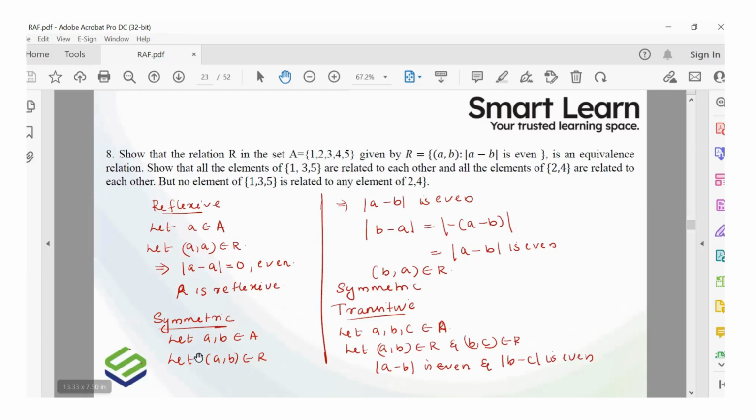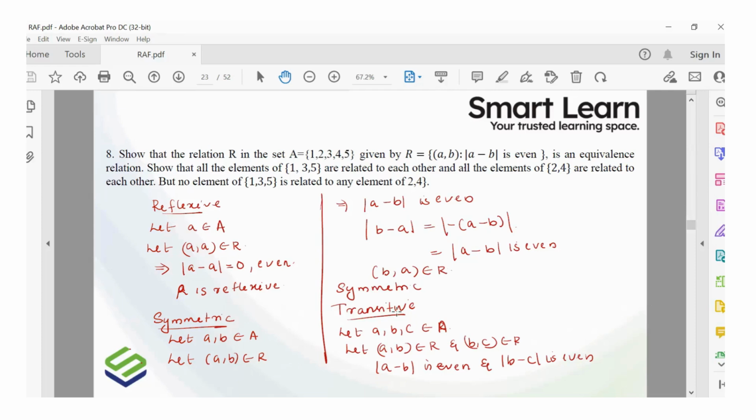Symmetric means what? Let (a, b) be an element of R. Modulus of a minus b is even. Modulus of b minus a, I can write as minus of (a minus b), right, children? It is the modulus function, so only the positive value will come. So it is even. So (b, a) is an element of R.